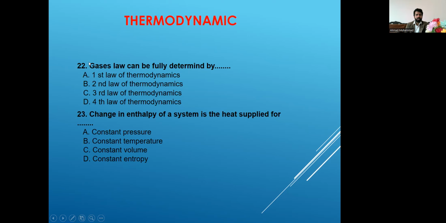For question 22, the gas law can be fully determined by: option A, first law of thermodynamics; option B, second law of thermodynamics; option C, third law of thermodynamics; and option D, fourth law of thermodynamics.